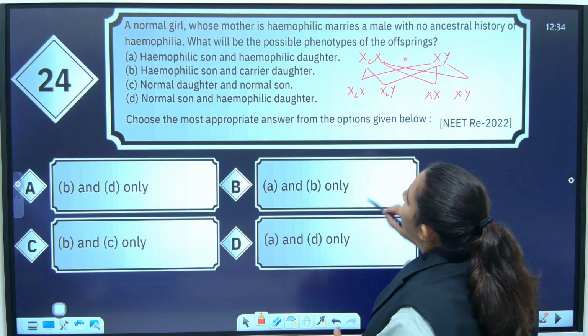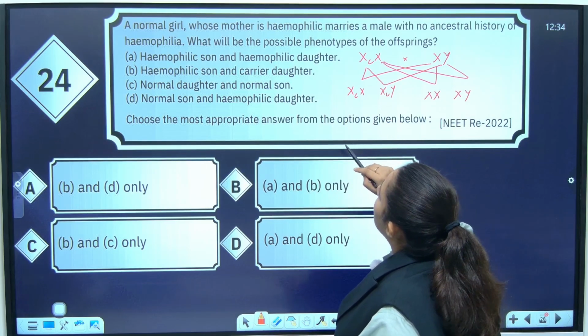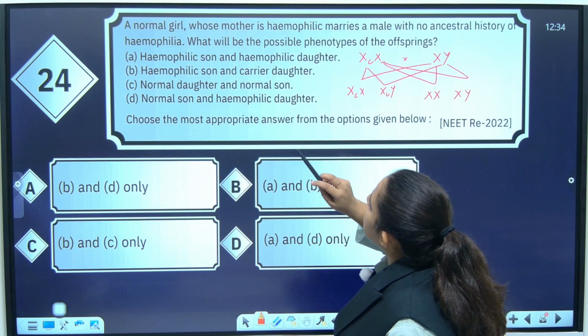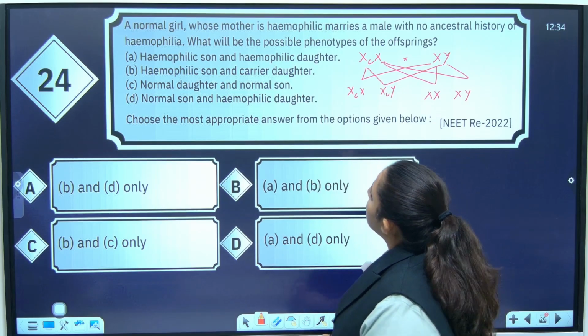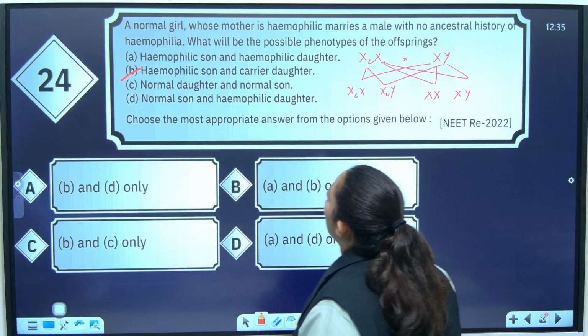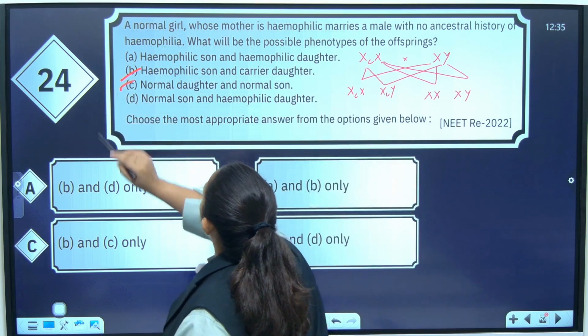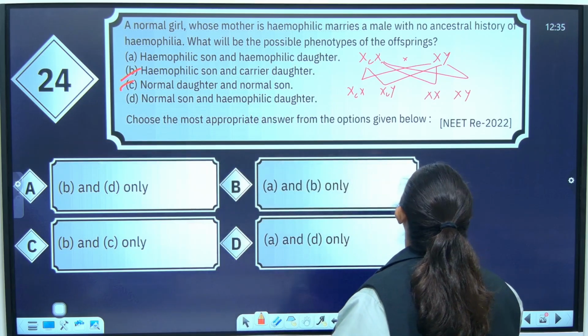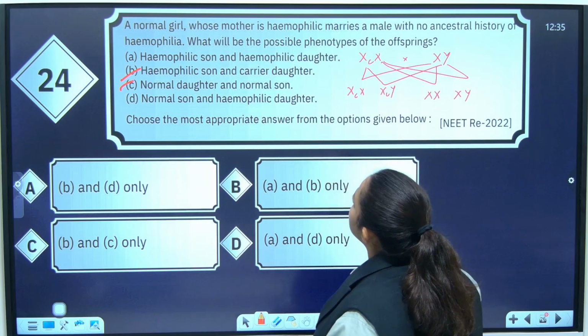Okay, so here we can see hemophilic son and hemophilic daughter. Okay, hemophilic son and carrier daughter. Okay, normal daughters, this can work. Normal daughter and normal son are also there. Normal son and hemophilic daughter is not possible. So we have B and C only.